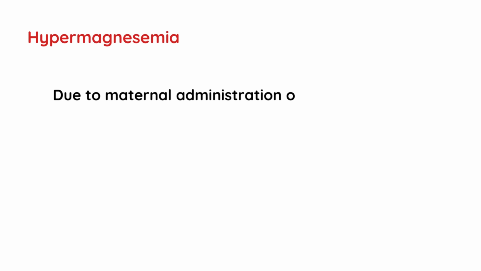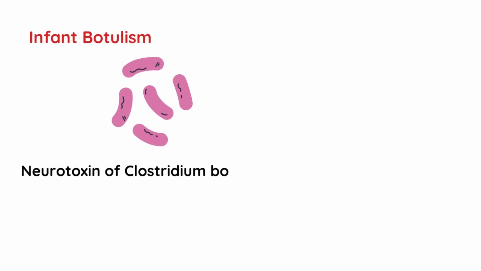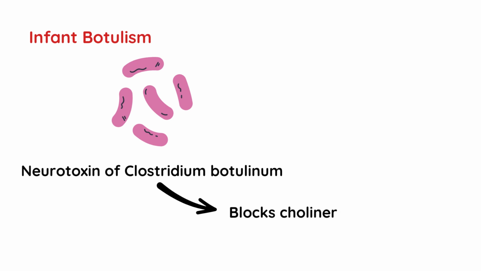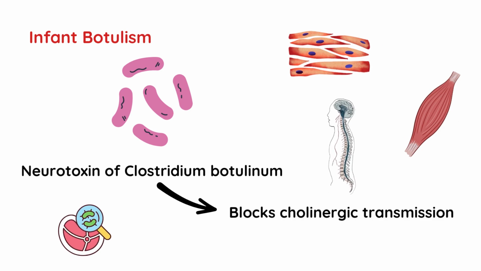Hypermagnesemia may occur due to maternal administration of magnesium sulfate. High magnesium levels block calcium, causing the release of acetylcholine to fail presynaptically. The neurotoxin of Clostridium botulinum blocks presynaptic cholinergic transmission and affects skeletal and smooth muscles and the autonomic system. Foodborne cases are common and cause infant botulism.